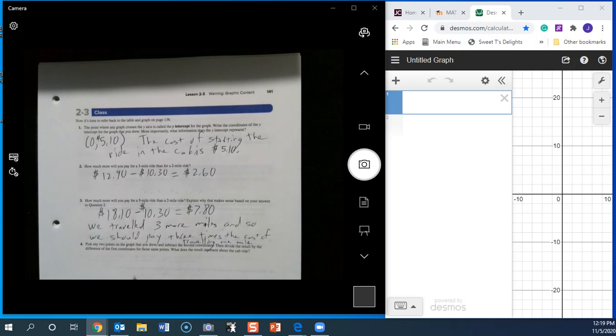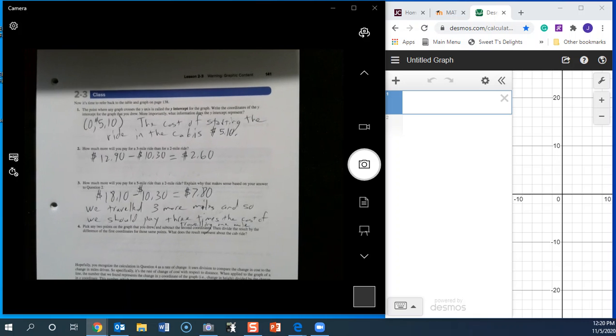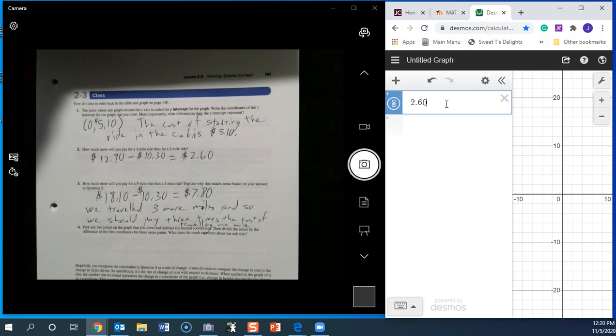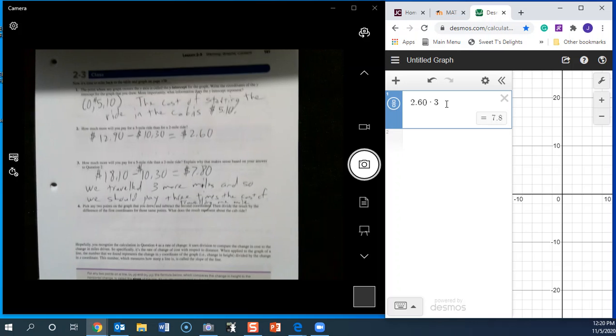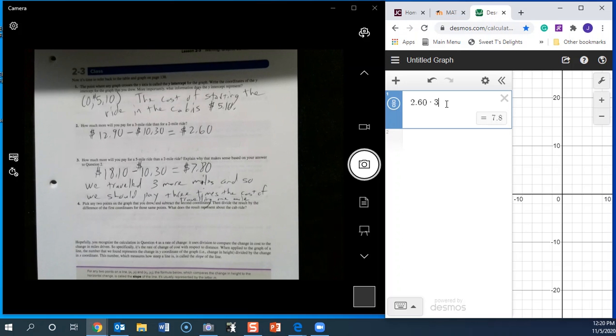Now, this makes sense because we traveled 3 more miles, and so we should pay 3 times the cost of traveling 1 mile. Okay, so with that being said, we could put this in our calculator so we could take a look at this. Remember, 1 mile in the previous question cost us $2.60. We're traveling 3 extra miles. So we would take this and multiply it by 3, and it gives us the $7.80. So it makes sense.